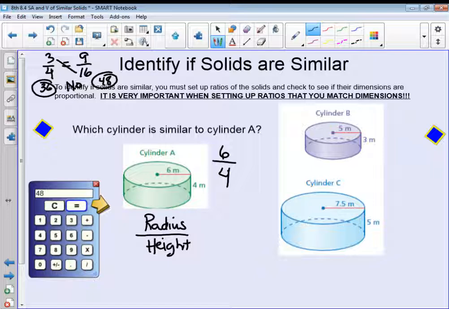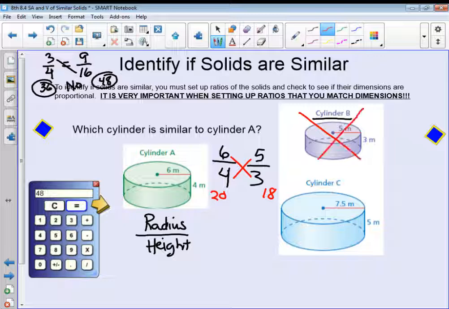And I'm going to now compare that to cylinder B. So I have to pull the same information and put it in the same order. My radius on B was 5 and my height was 3. I'm now going to check cross products. 5 times 4 is 20 and 6 times 3 is 18. These are not proportional.